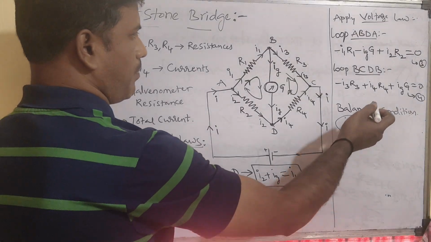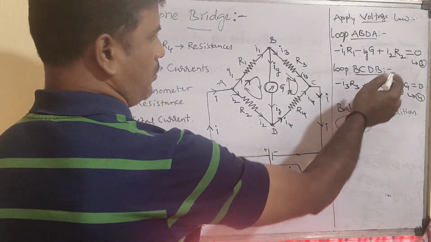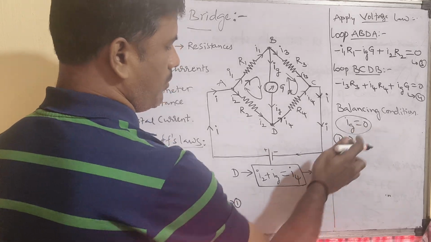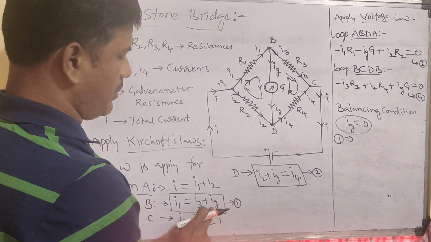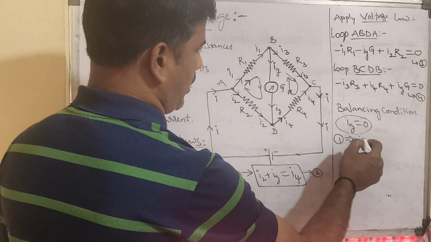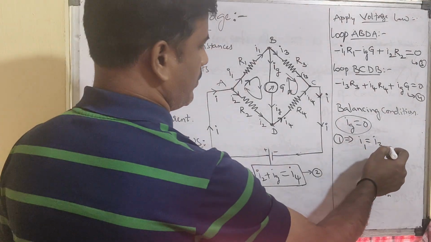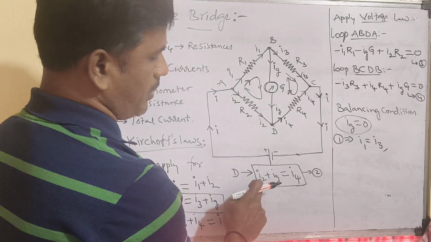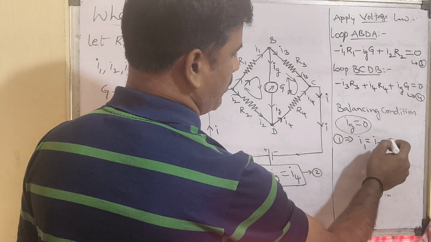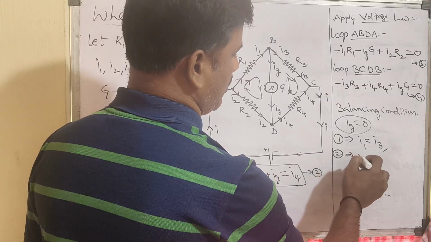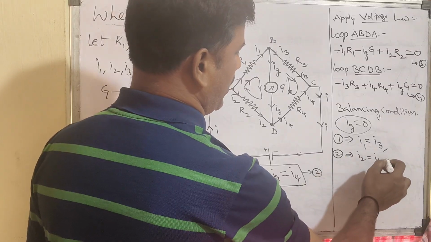Now this condition is applied to equations 1, 2, 3, 4. Ig equal to 0, substitute here. In the first equation, Ig equal to 0 means I1 is equal to I3. The second equation: I2 is equal to I4.